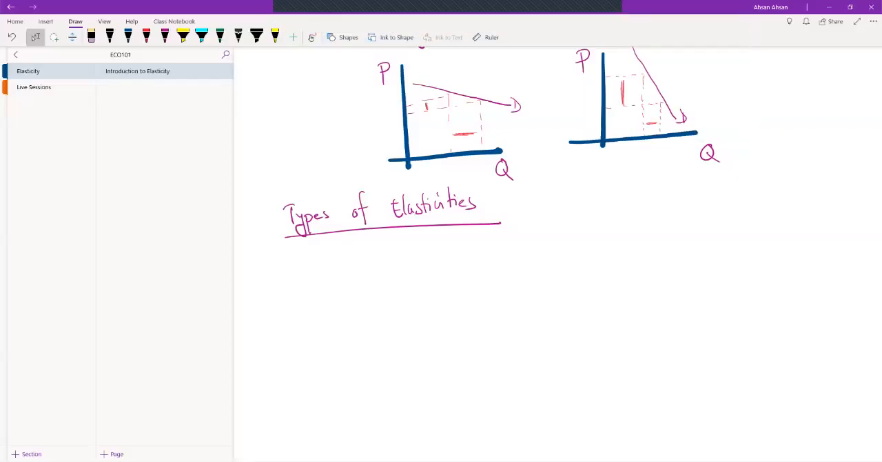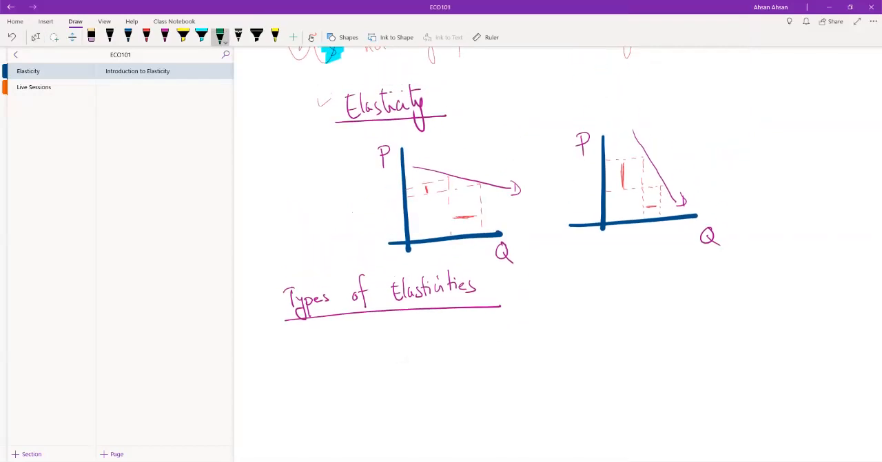Okay, so now let's talk about different types of elasticities. As I've said already, we're going to look at 4 different types of elasticities. We're going to start our analysis with the one that we have actually already talked about, and that is the price elasticity of demand. This is also known as the PED for short.